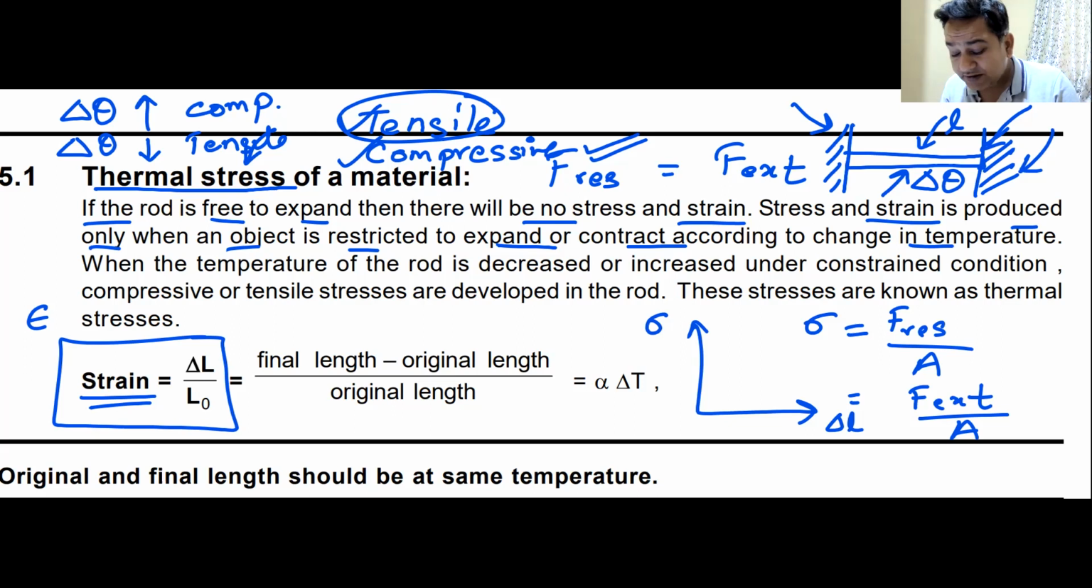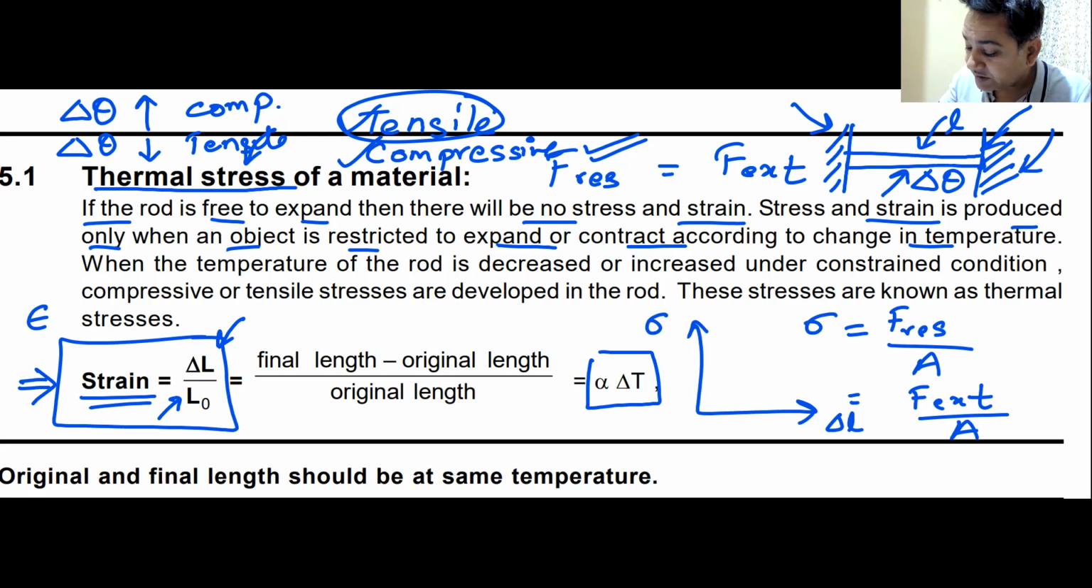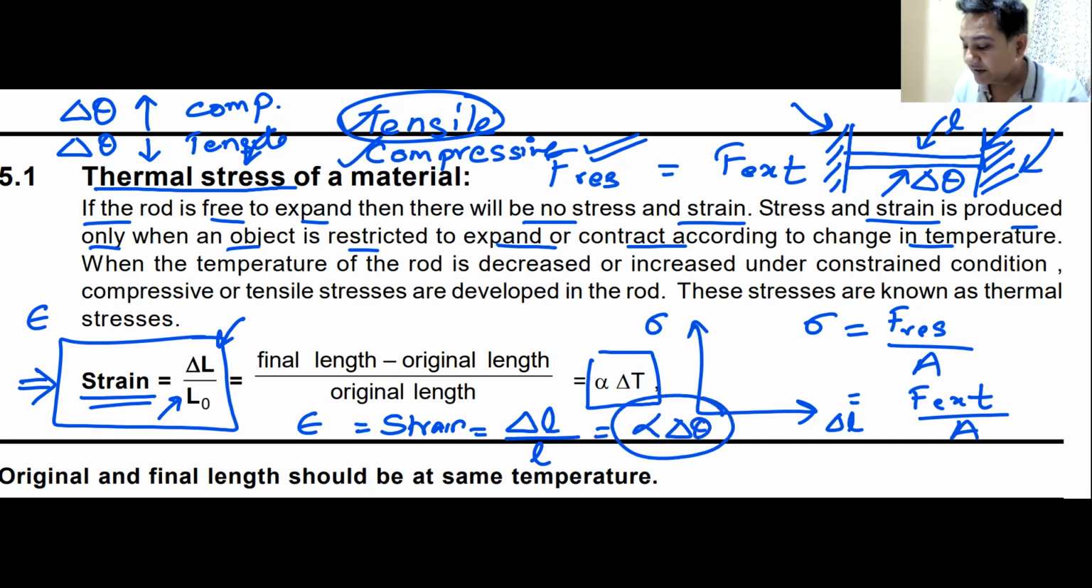Now, how do you find out that stress? First of all, you have to find out the value of strain. How do you get the value of strain? Change in length divided by original length. If you do change in length divided by original length, you will have alpha into delta theta. So that will be your delta L by L. Delta L by L is your strain. Your strain is denoted by the letter epsilon, and that will be equal to alpha into delta theta. I hope you understand till that.